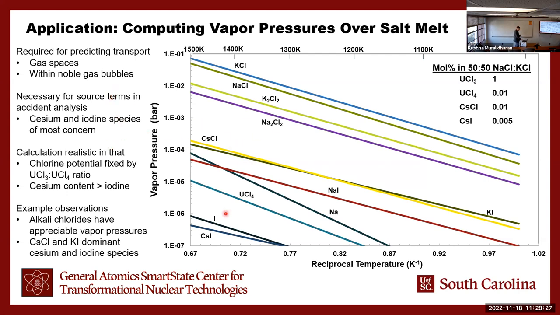So this kind of information provides information to the reactor operator: what are the vapor pressures in the hot spaces within the reactor loop? And also for accident analysis, so the regulators can know what happens in an accident. Are we going to release material? How much? Under what conditions? This is information for those kinds of analyses.